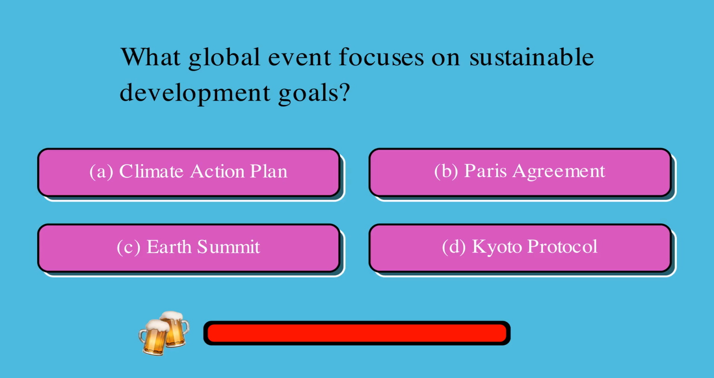What global event focuses on sustainable development goals? Is it A, Climate Action Plan, B, Paris Agreement, C, Earth Summit, or D, Kyoto Protocol? The correct answer is C, Earth Summit.